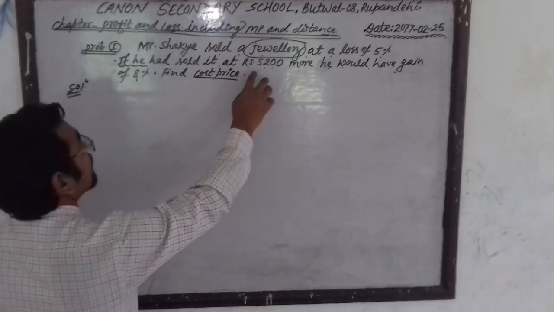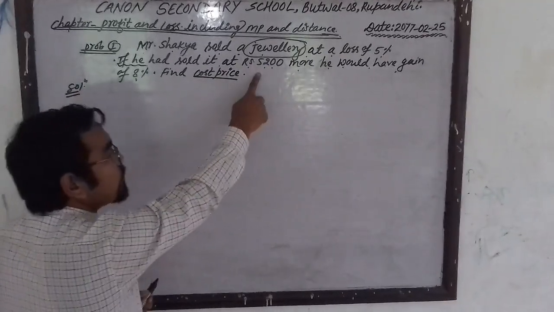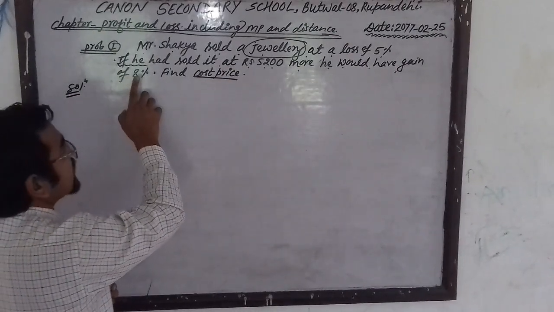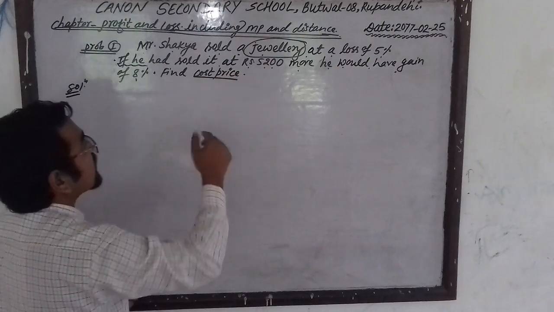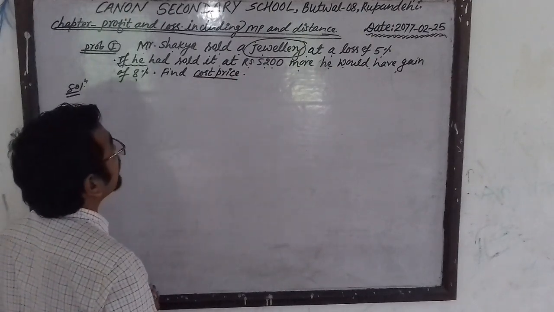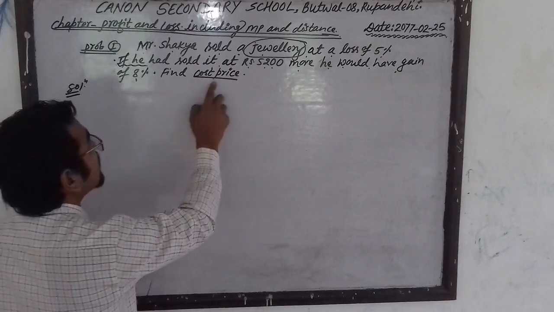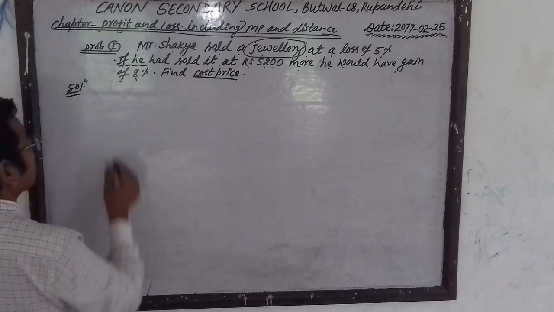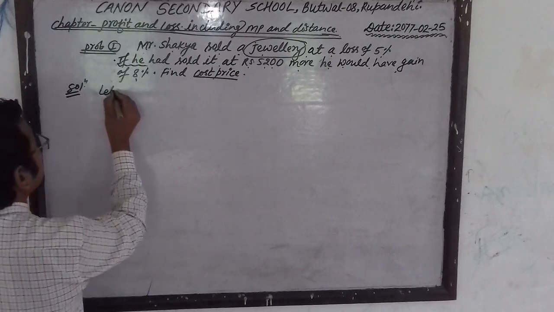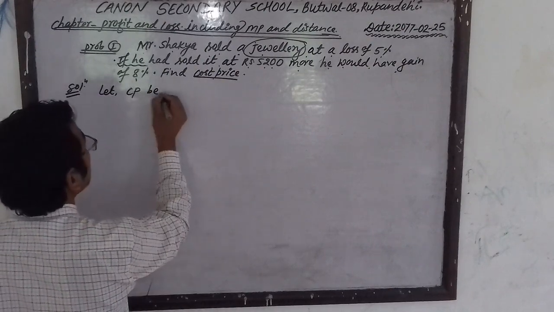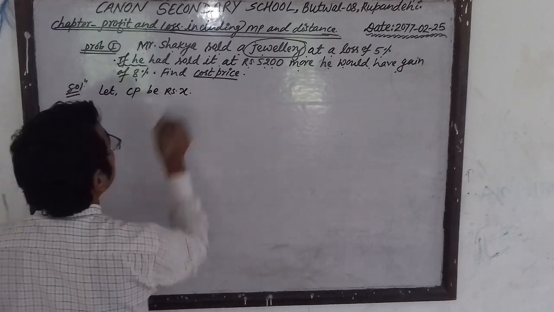In that selling price, if we add 5200 more, then there would be an 8% gain instead of a 5% loss. What can be the cost price, CP? Here we have to find CP. The cost price we don't know, so we suppose the CP of the jewelry be rupees X.